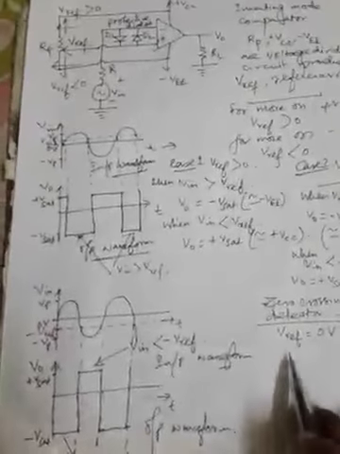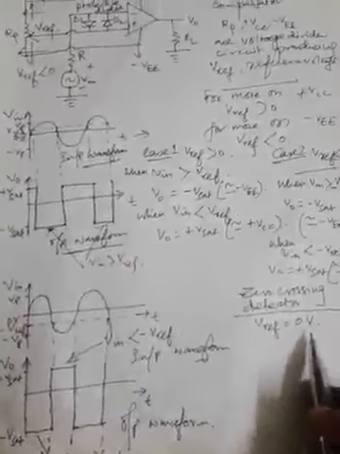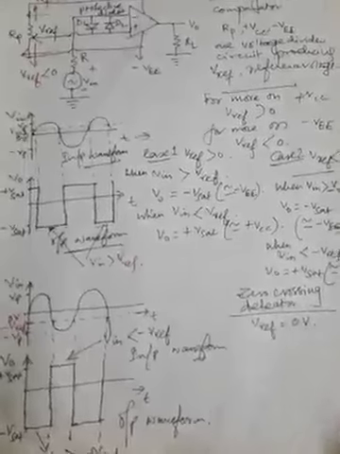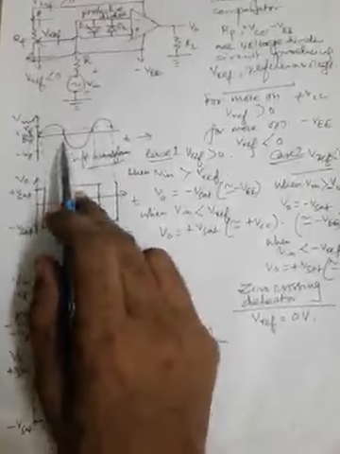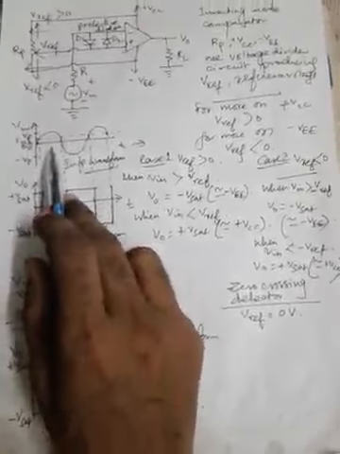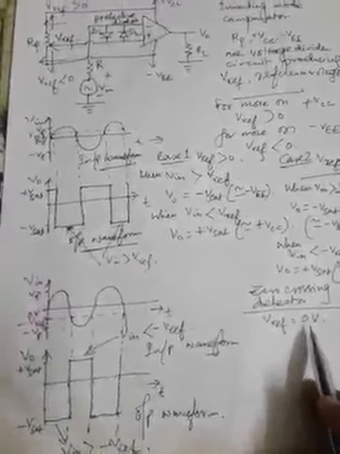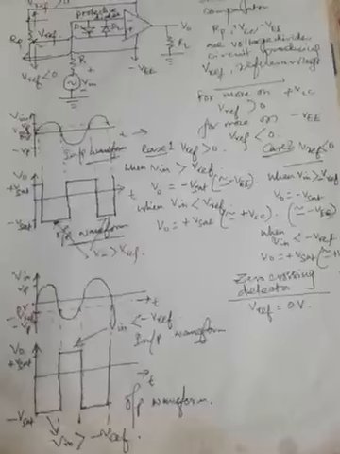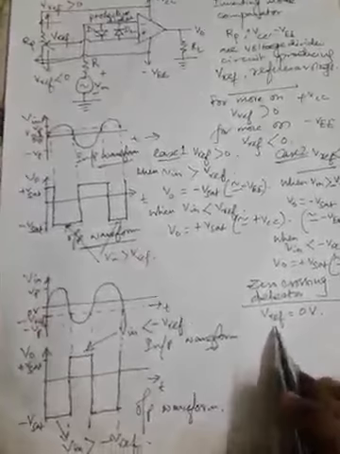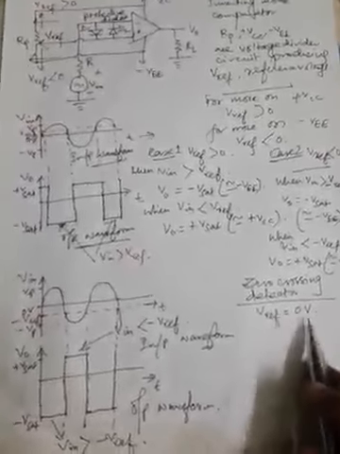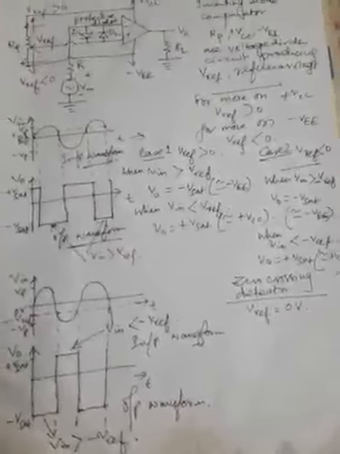In this case, if we set the reference voltage at 0 volt, the comparator circuit that evolves is called the zero crossing detector. That means the input voltage Vin will be compared with Vreference equal to 0 volt, and the switching will happen between the positive saturation and the negative saturation when the input voltage Vin crosses the reference voltage 0 volt, either in the positive direction or in the negative direction. That's why this circuit is called zero crossing detector.